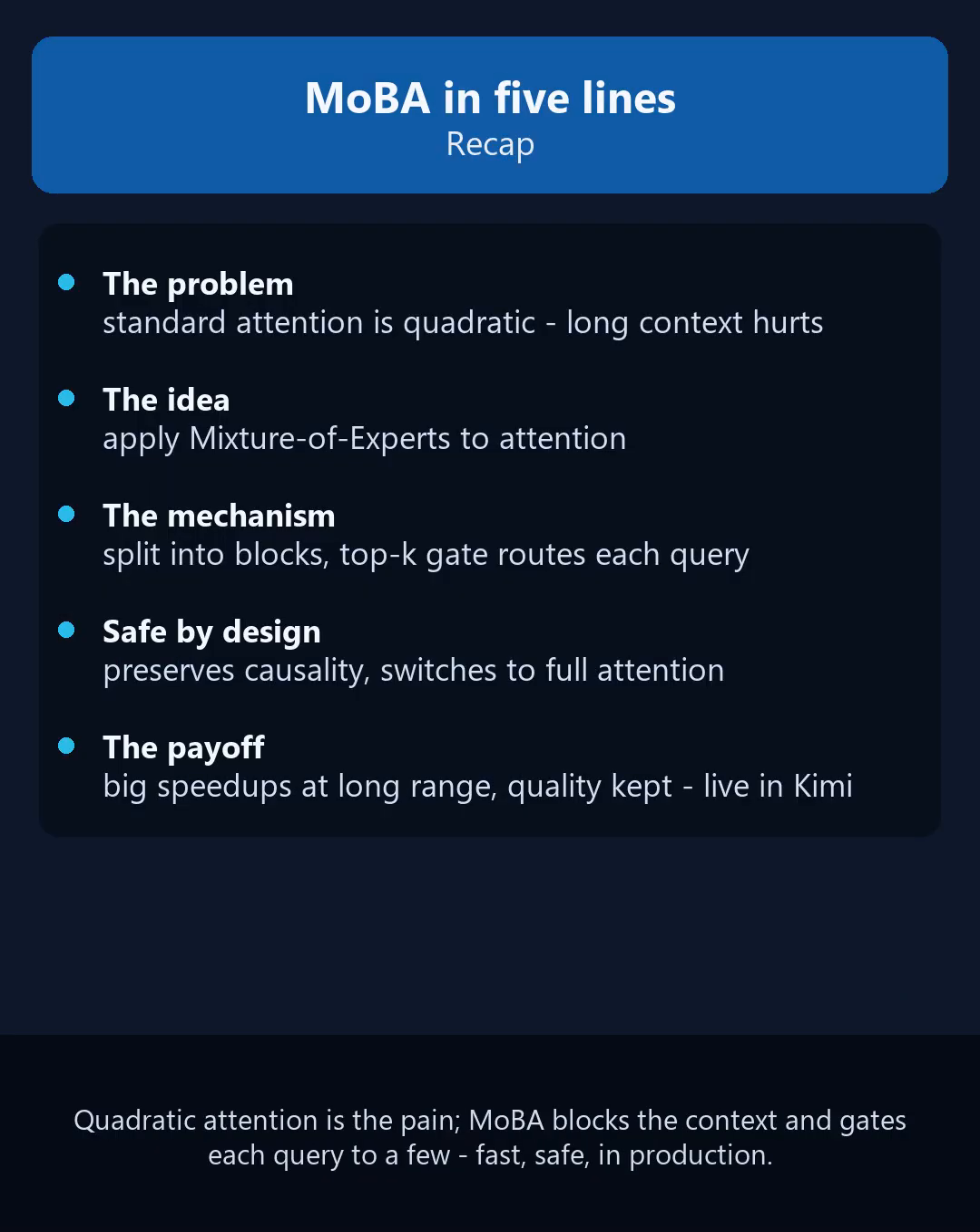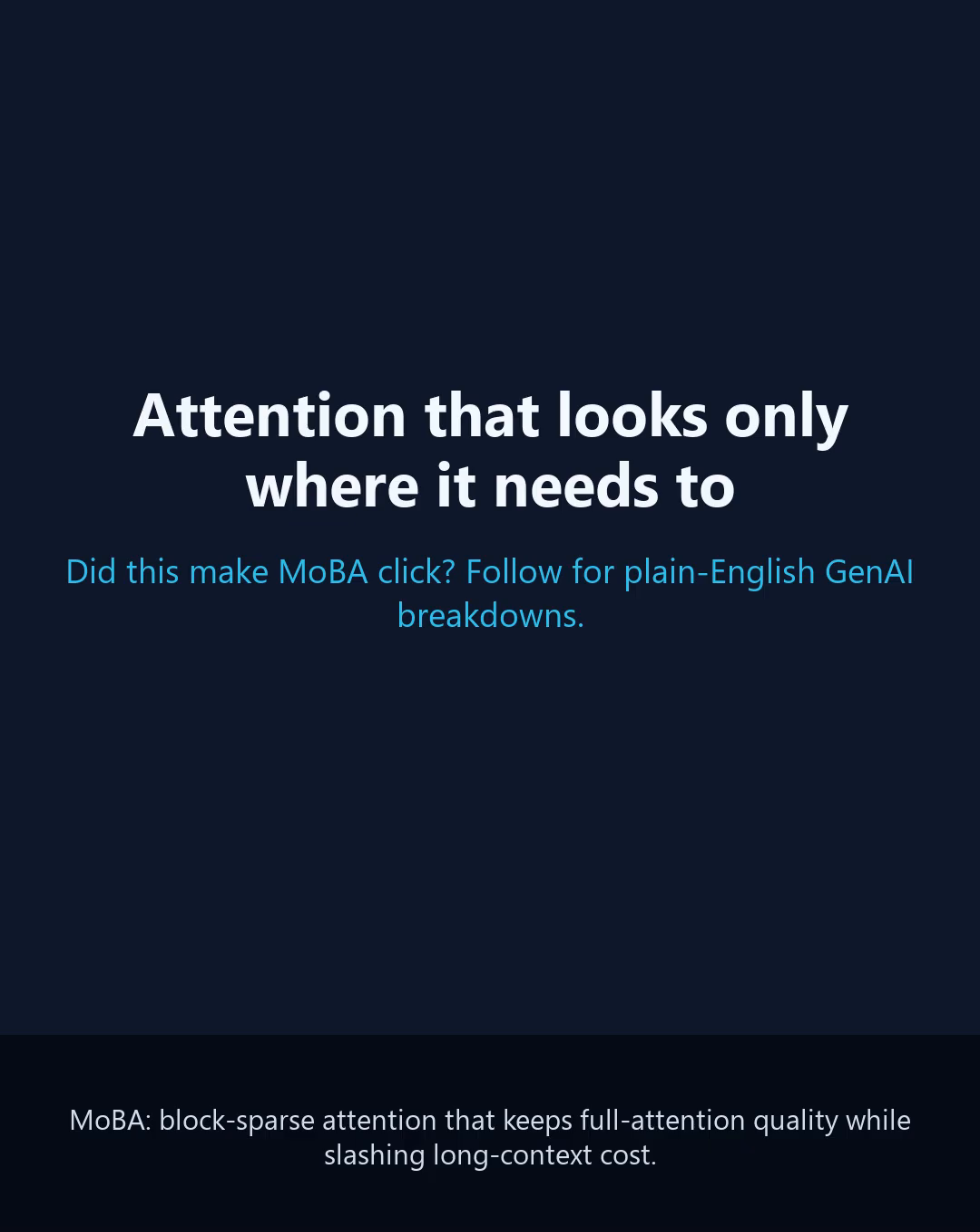Let's recap. Standard attention is quadratic, which makes long context painfully expensive. MoBA applies the mixture of experts idea to attention, split context into blocks, and let a top K gate route each query to only the few blocks that matter. It preserves causality, switches seamlessly to full attention, cuts costs dramatically at long range, and already runs in production inside Kimi. That is MoBA in a nutshell, attention that learns to look only where it needs to.